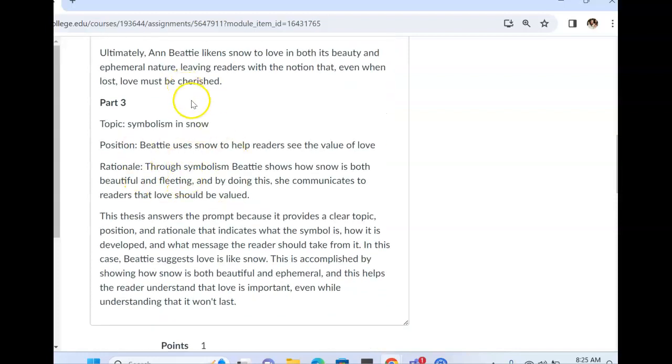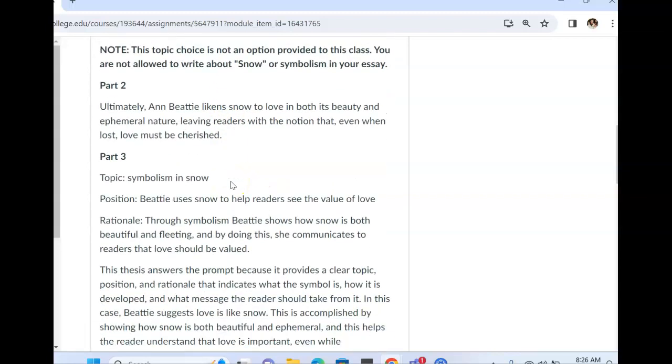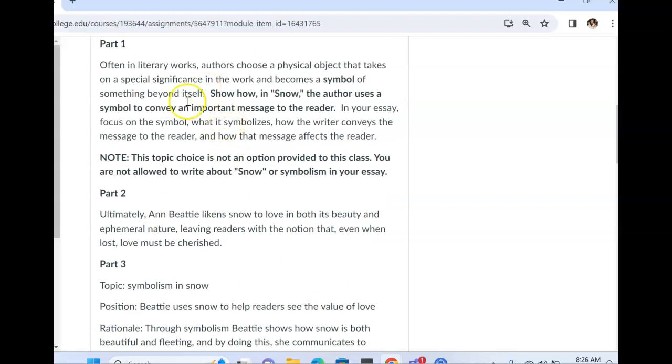So in part 3, I pull apart my thesis statement. And if I'm being entirely honest with you, as I am thinking about this, I would do the topic, position, rationale part and then put it together in a thesis. But here's how I went about this. I said what my topic was: symbolism in snow. My position: Beattie uses snow to help readers see the value of love. That's what I'm arguing. Rationale: through symbolism, Beattie shows how snow is both beautiful and fleeting. And by doing this, she communicates to readers that love should be valued. Notice I didn't just take my exact wording and put it as a topic, a position, and a rationale. I'm explaining what each of those parts mean to me when I'm thinking about the thesis to answer my prompt.